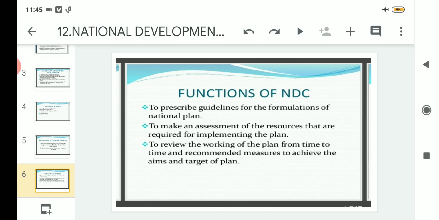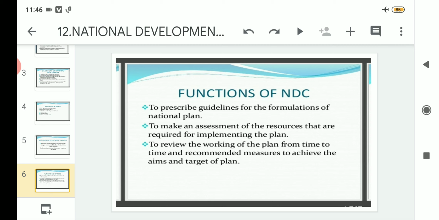And number three is that they will review the working of the plan from time to time. Assume that they have worked out the assessment of resources and implemented the plan. After implementation, from time to time they will review the working of the plan. They will see whether that plan is working successfully or not. So they have to go through it from time to time, and if it is successful then it's okay, and if it is not going that well, then what will they do?